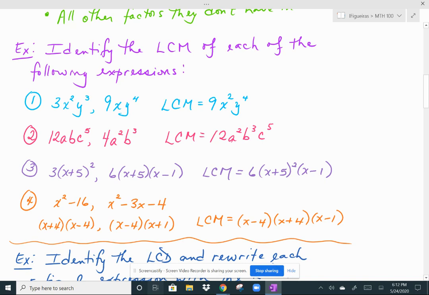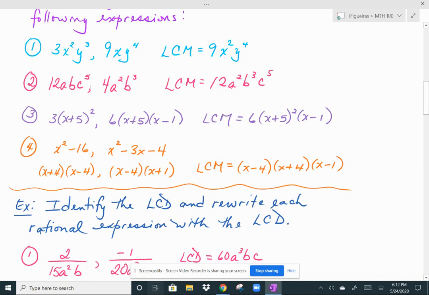Okay, in this next one, I have some binomials. I have 3 times (x plus 5) squared and 6 times (x plus 5) times (x minus 1). Here's your LCM. The LCM of 3 and 6 is 6. They have an x plus 5 in common here and here. You want the one raised to the highest exponent, so you put (x plus 5) squared, and then whatever they don't have in common, which is x minus 1. So your LCM is 6 times (x plus 5) squared times (x minus 1).